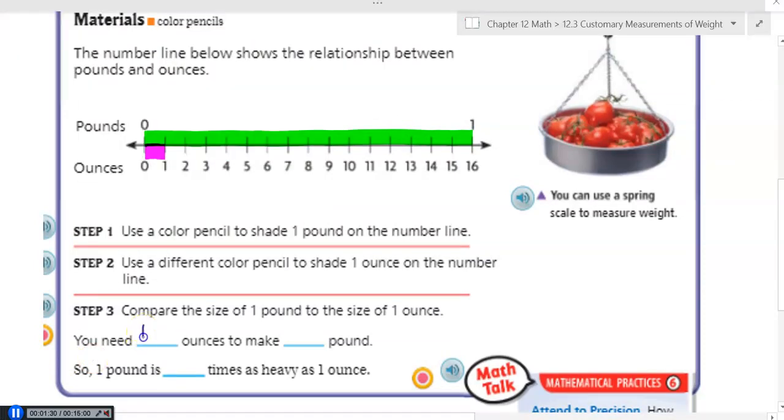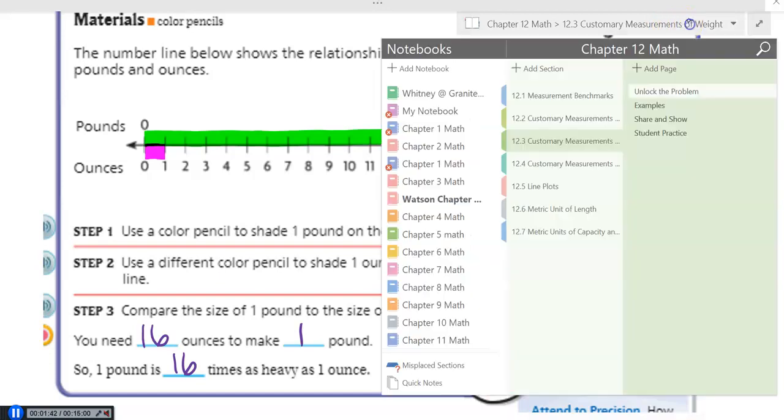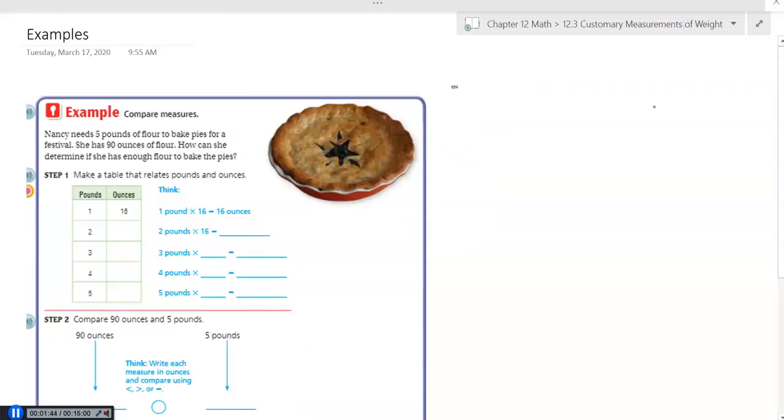You need 16 ounces to make 1 pound. So 1 pound is 16 times as heavy as 1 ounce. And this is the information we're going to use to help us solve problems. So let's turn to our first example.